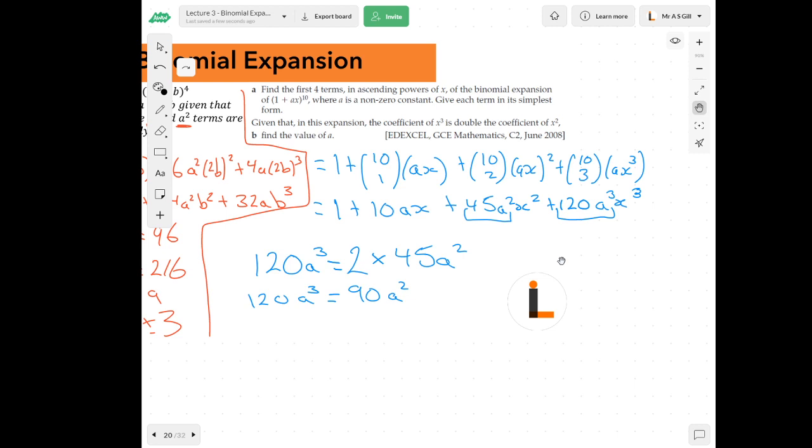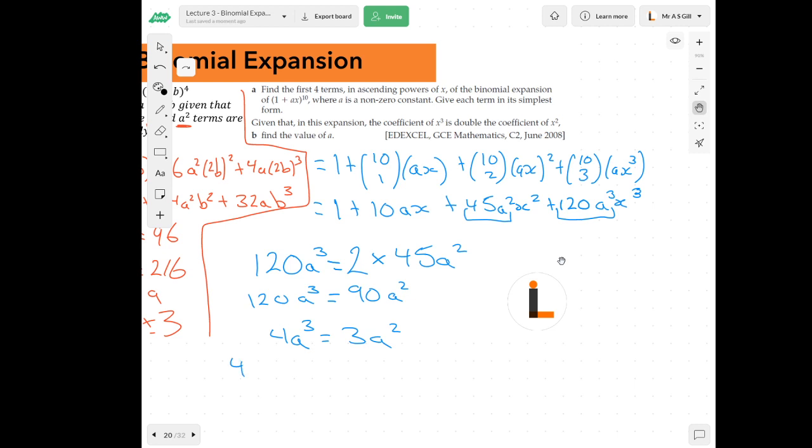Be very careful here again. We've got algebraic terms to a power, so we don't want to just divide through by a squared. Whenever we have algebraic terms, what we want to do is factorize this out. So firstly, what I'm going to do is divide through by 30 just to simplify down my coefficients. So we get this. And then I'm going to take the a squared to the left-hand side.